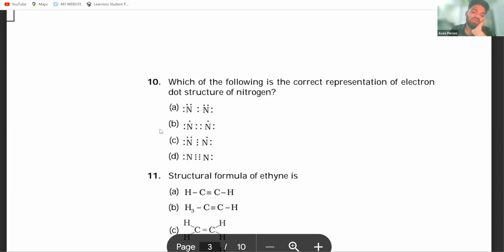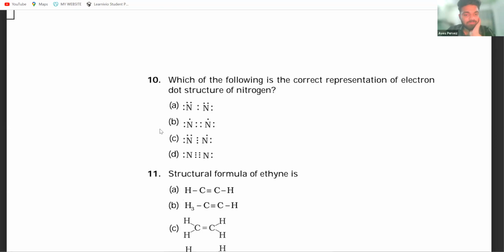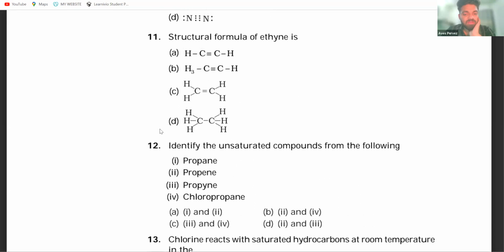Okay, because the 3 are being shared here and 2 here. So total nitrogen has 5. The 3 is being shared. So D is the correct option. Okay. Next.